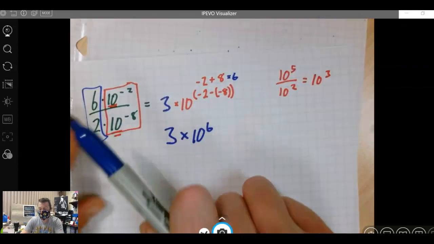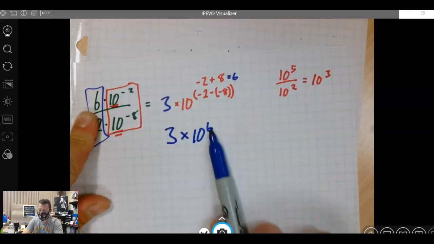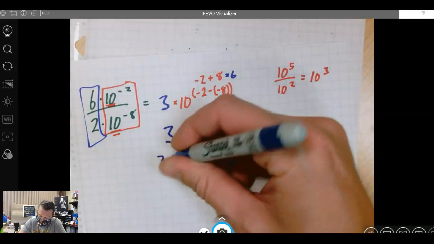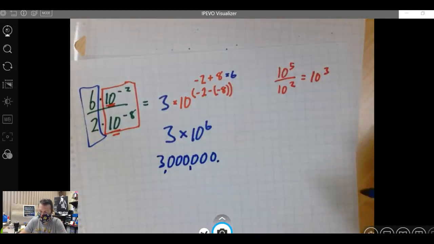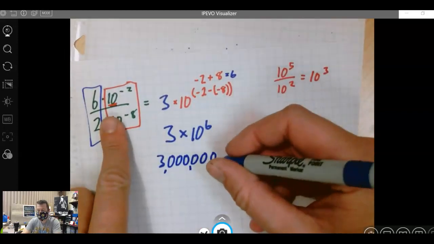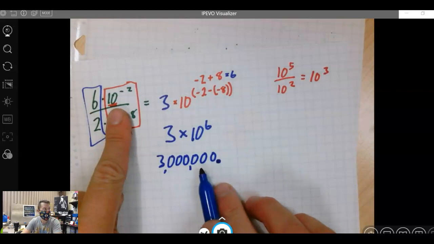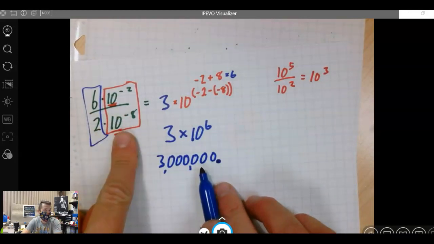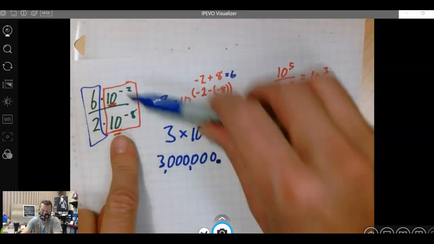So 6 times 10 to the -2nd is, now this still is kind of weird to talk about, so let's write it out in standard form. 1, 2, 3, 4, 5, 6. The first number they gave us is 3 million times as large as the second number. Now, we're talking about microscopic values, depending on what our unit is, right?